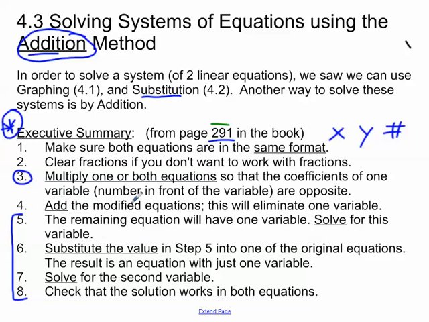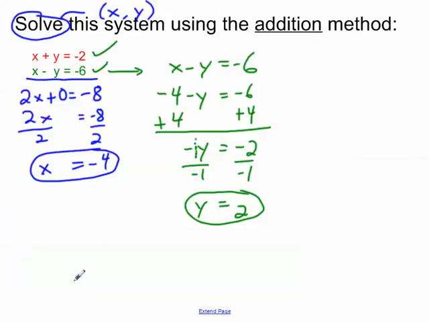Step number 4 is add the modified equations, so that when you add up those equations, you'll eliminate one variable, the one variable with the opposite coefficients. And then steps 5, 6, 7, 8 are just like in the substitution method, where the remaining equation has just one variable. Solve for the one variable, you'll have x equals a number or y equals a number, and then take that value back into one of the original equations, substitute that value in, and that results in an equation with just one variable. Solve for that second variable, and then you've got your solutions that you can check. So there's our example from what we did before, and now here's another example.